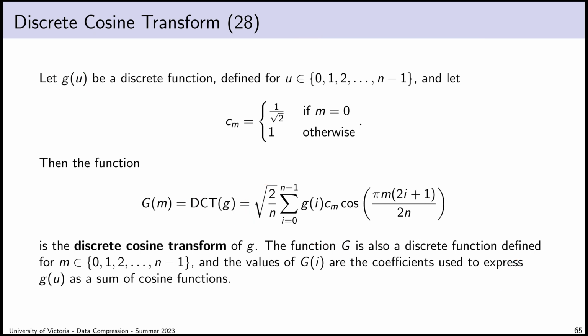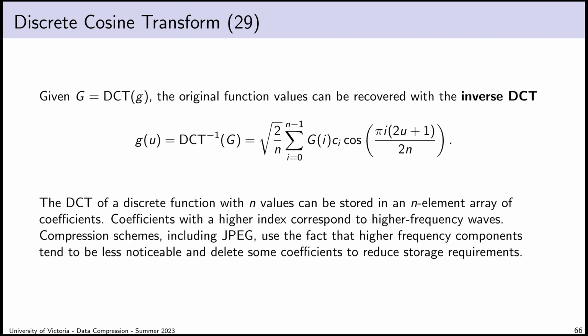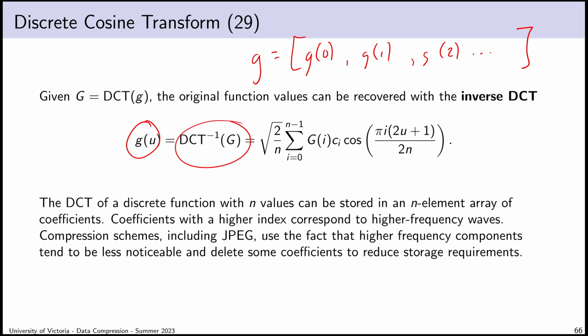Now, as a matter of keeping things separated, although it's true that both lowercase g and uppercase g can be interpreted as arrays of length n, I'm going to use the variable m as the input to uppercase g and the variable u as the input to lowercase g, because they are formally in different coordinate spaces. The inverse DCT: if you have the array of coefficients and you want your original array back, so my original array is this array g, which has elements g of 0, g of 1, g of 2, and so on. If I want those original values back, I have to perform the inverse DCT. I take my DCT coefficients, the values of uppercase G from earlier, and I run them through this also rather disgusting looking formula.